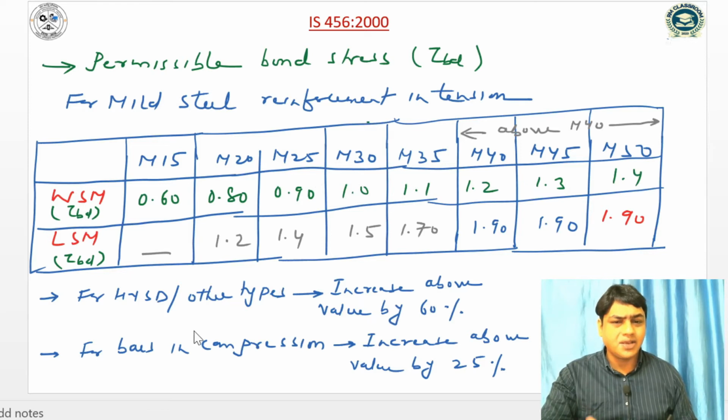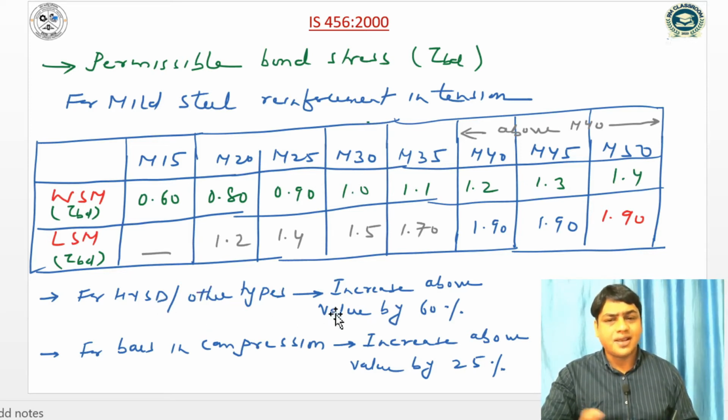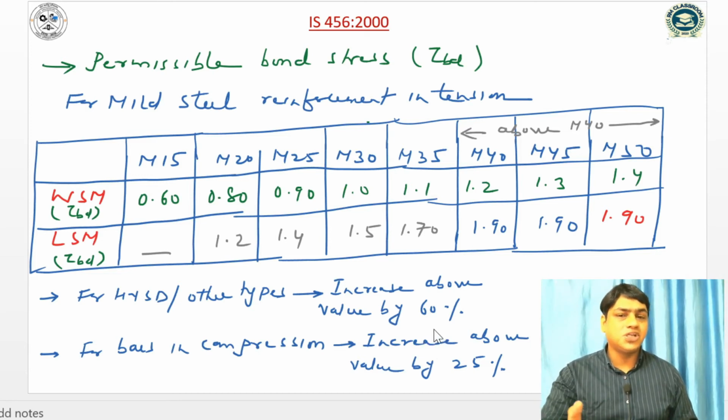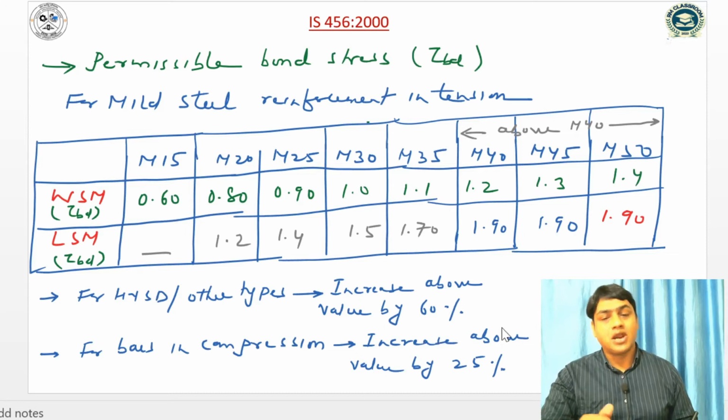For higher strength bars like HYSD or other types like Fe415, Fe500, we have to increase this value by 60%. And when bars are in compression, once again we have to increase the tau bd value by an additional 25%.